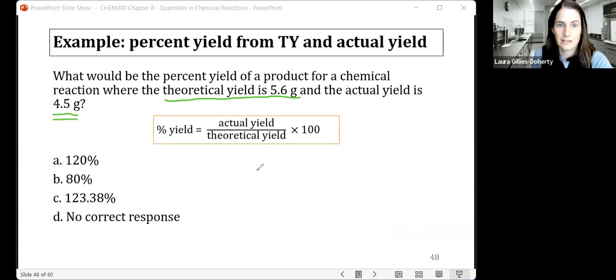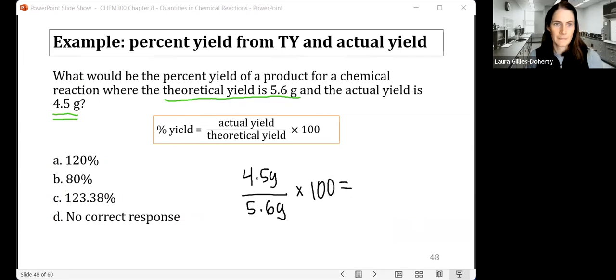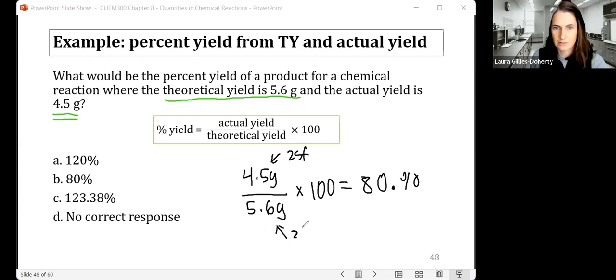So to figure out the percent yield, you take your actual yield, 4.5 grams, divided by your theoretical yield, the most you could have gotten, and then multiply that by 100. Let's see what we get. 4.5 divided by 5.6 times 100, and I got 80.80%, with 2 sig figs because we had 2 sig figs in each of our masses. So the answer should be B, 80% with 2 sig figs. So that's how you calculate percent yield if you have the actual yield and the theoretical yield.